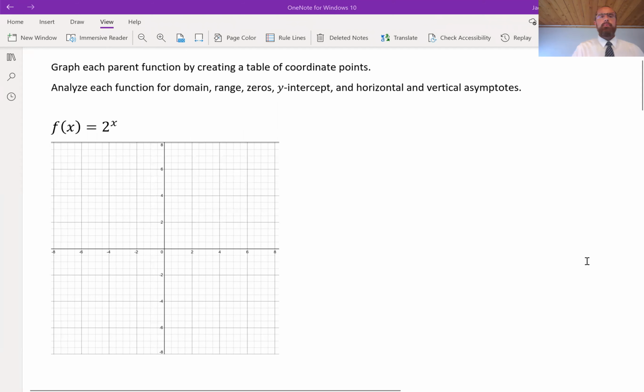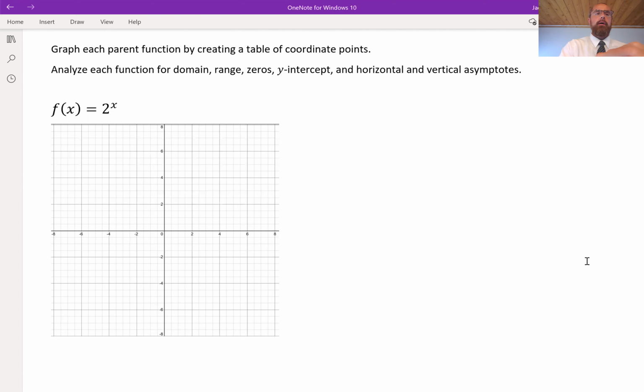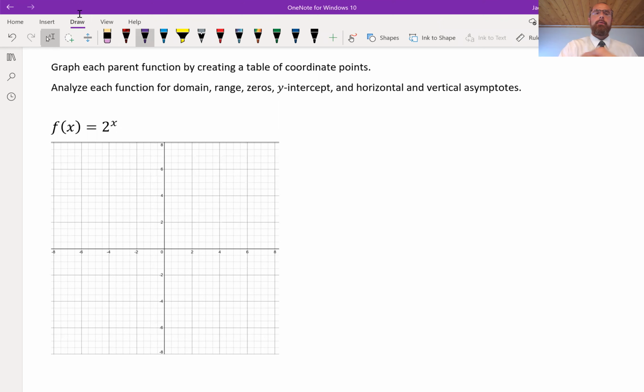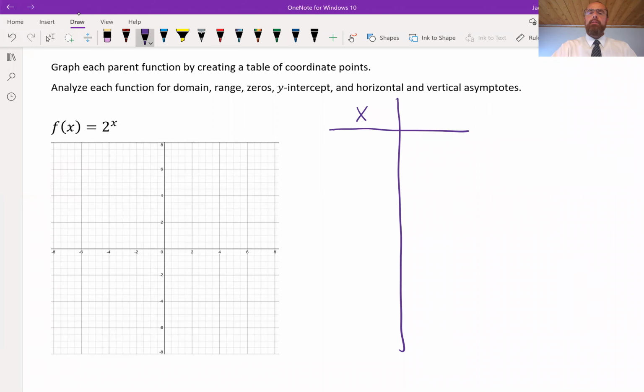So our first example is the function f of x equals 2 to the power of x. Our first task is to graph the parent function by creating a table of coordinate points. So we'll begin by creating our t-chart. And recall from your work in Algebra 1 and Algebra 2, this left-hand column is going to be our x column. We also call those the domain values. Another name for those numbers is the independent variables.